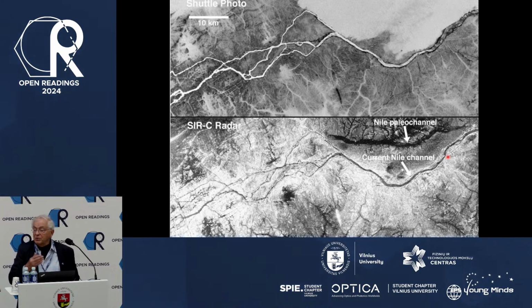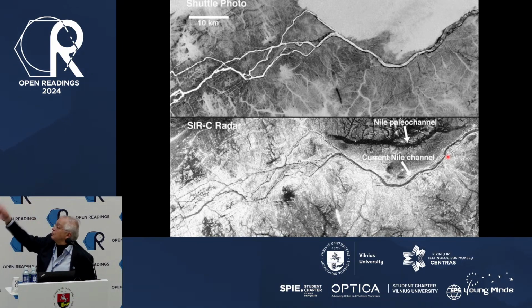Number two, because the radar actually generates its own signal, like the policeman who tries to catch you speeding, we don't rely on the sun. So it doesn't matter if it's day or night, we can get images. So we get images all the time.